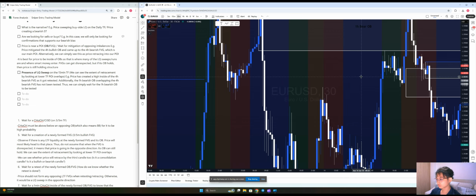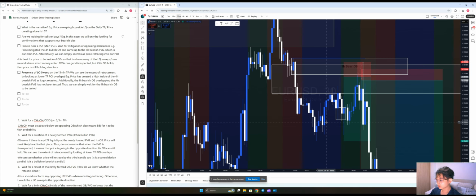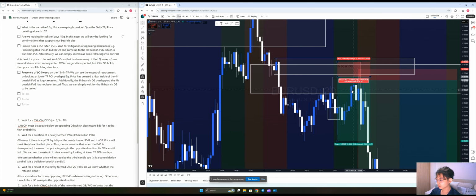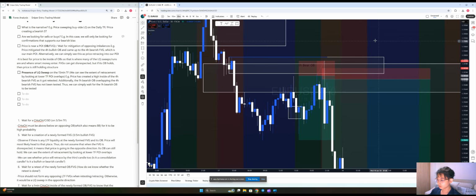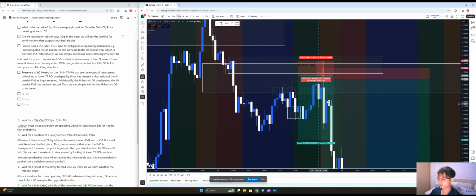Okay, let's see here. We created a bullish 30-minute time frame. We create a bullish order block. So you see, you expect price to come upwards. Yeah, and also we didn't create a CSD below this.